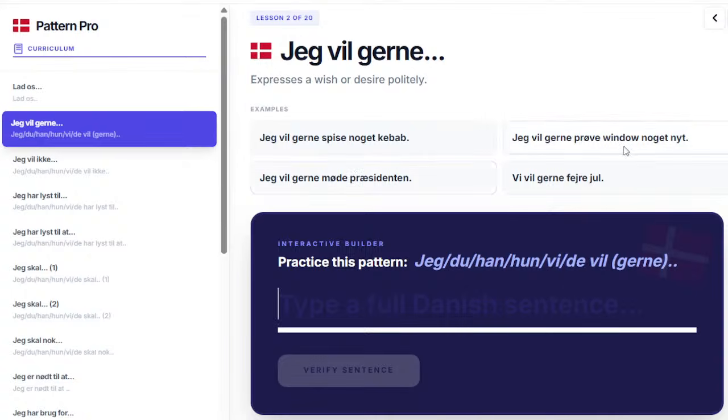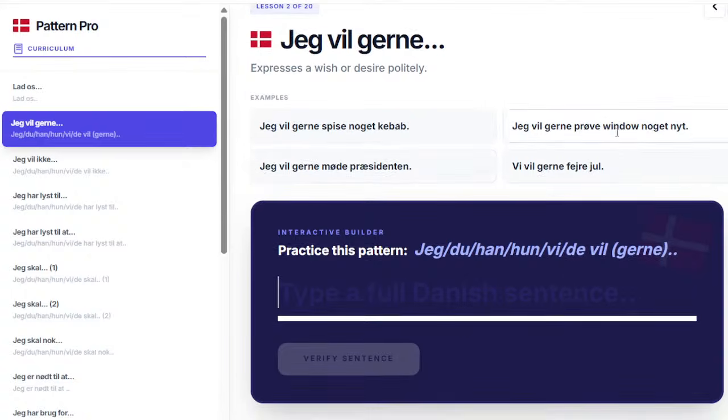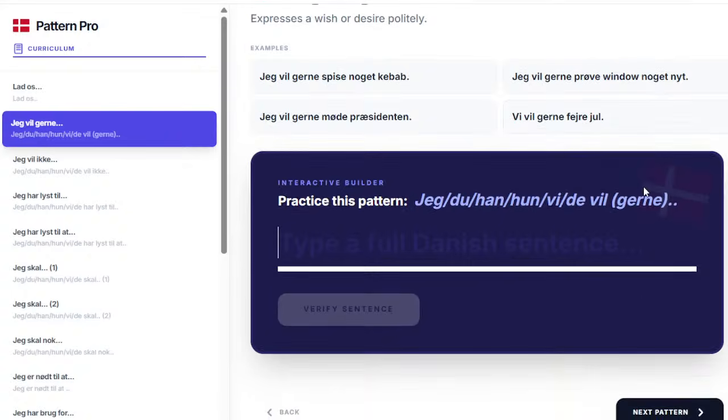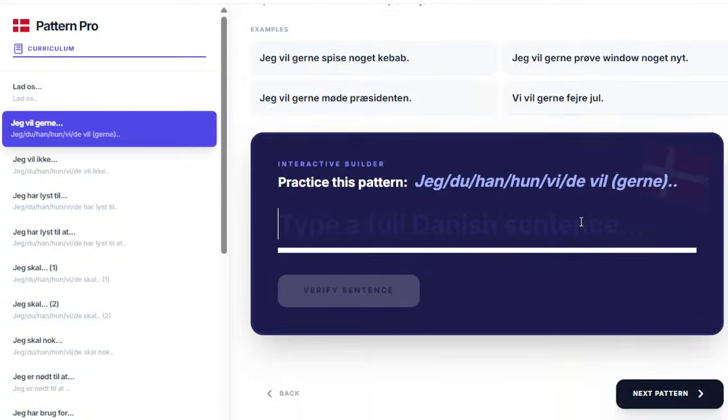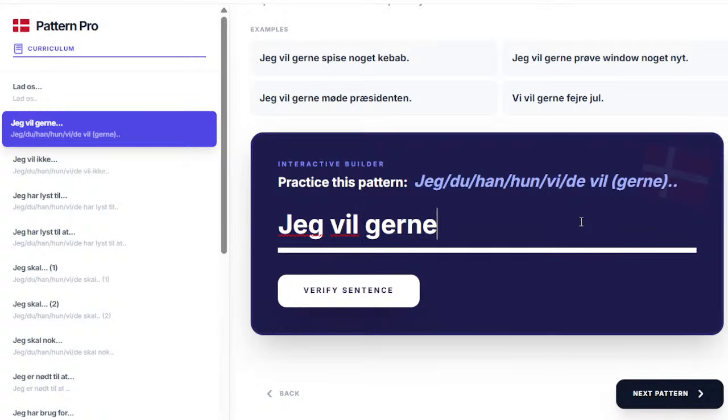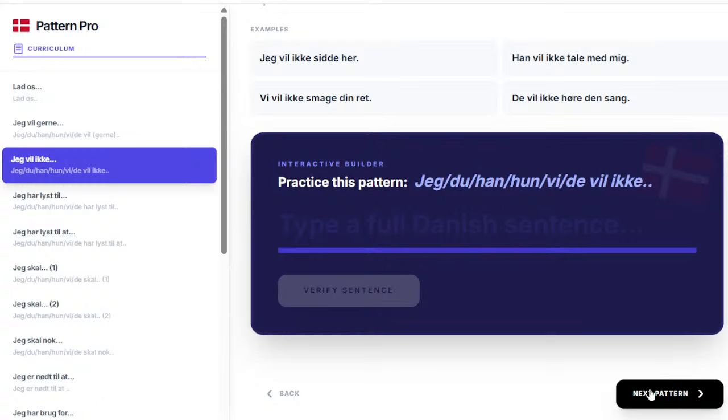Jeg vil gerne prøve window. So that's a technical error. It copied the wrong word. Jeg vil gerne prøve noget nyt. I'll try something new. Vi vil gerne fejre jul. Okay, so you could say, jeg vil gerne se, hvor god han er. Right? Now, let's see how good this one is.